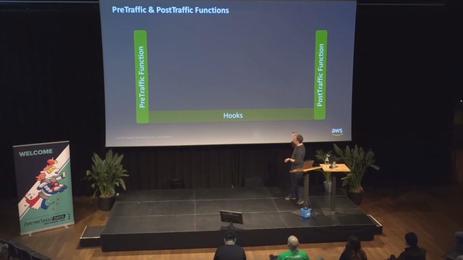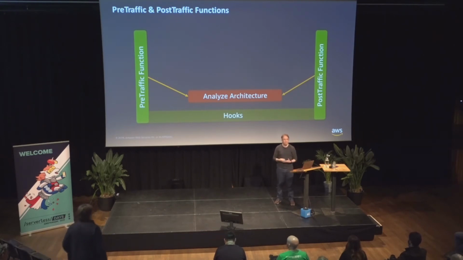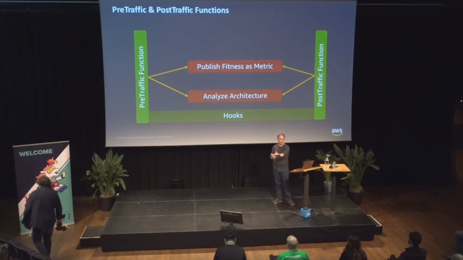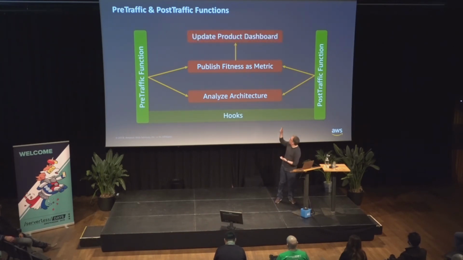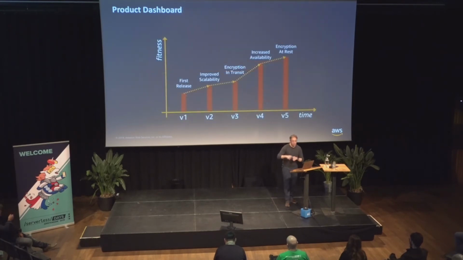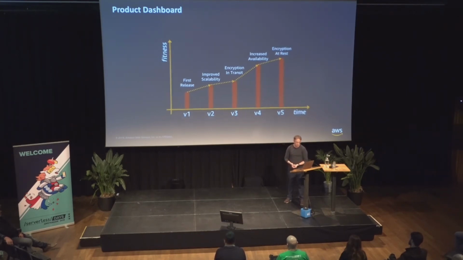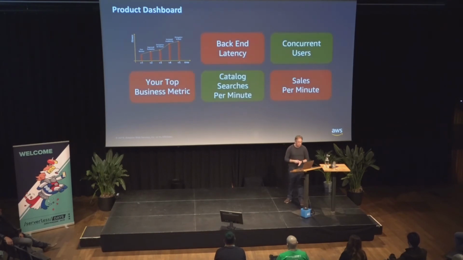So basically, these two functions can be used to do three things. First, analyze the architecture from the inside. Then publish the fitness metric, for example on CloudWatch, so that you create a metric like CPU usage or memory usage, and you get the fitness of your application. And then you can update a product dashboard that automatically gives you a graphic like this, to understand if any deployment you do is going in the right direction. This will be part of your global product dashboard that tells you how many concurrent users you have, how much you're doing per minute, and so on.